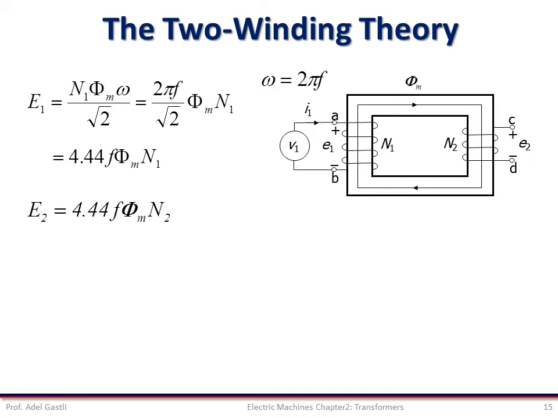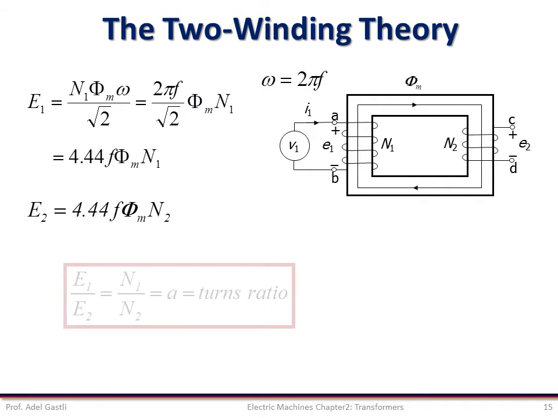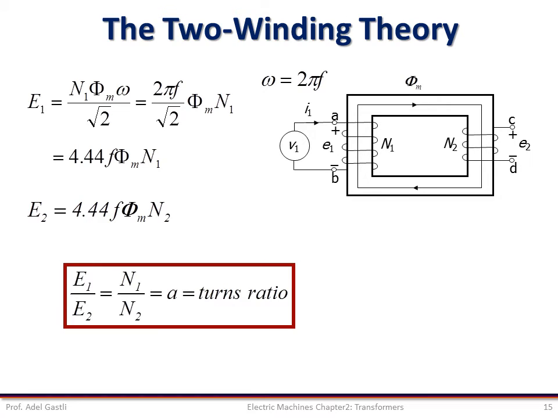We can deduce the RMS expressions of the primary and secondary EMFs as shown in these equations. Now, if you consider the ratio of the primary EMF RMS value E1 over the secondary EMF RMS value E2, we can show that this ratio is also equal to the winding turns ratio designated by N1 over N2, or by the letter A.